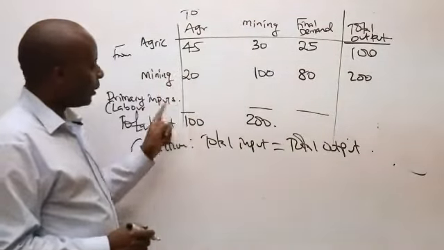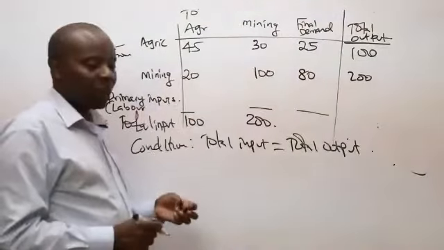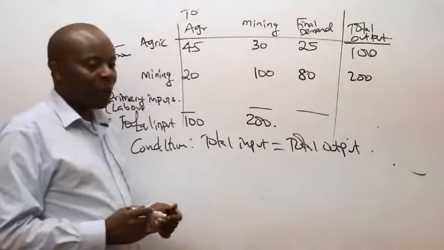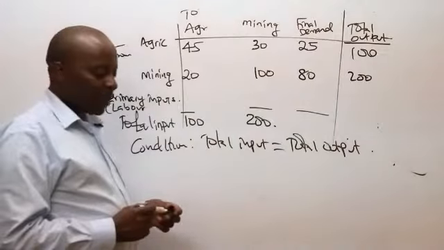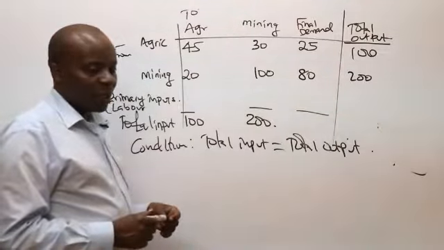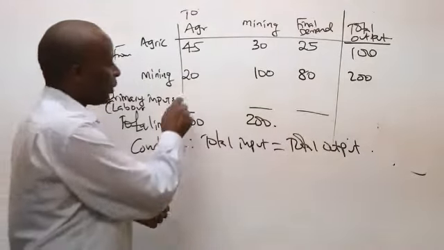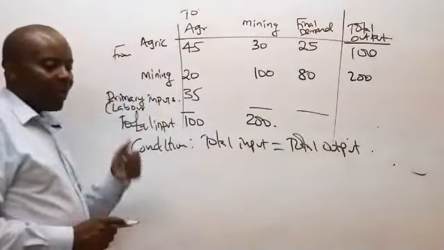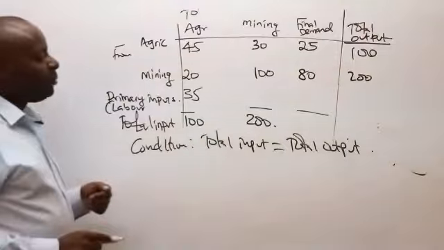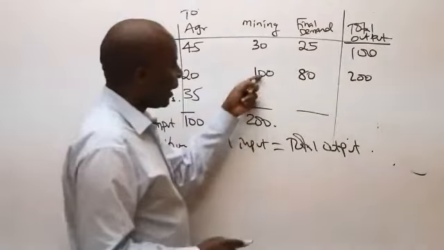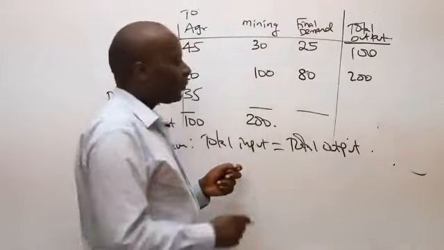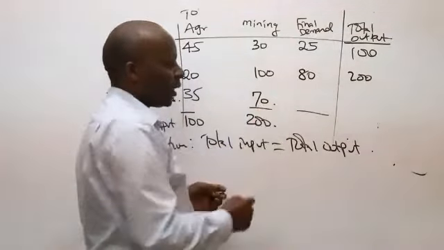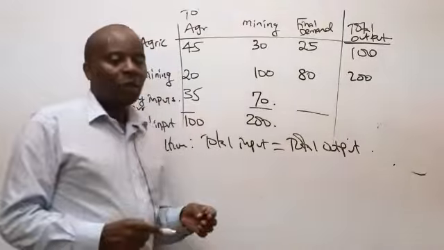So could you kindly give me the primary input for agriculture? Somebody, James, tells me it is 35. How about the primary input for mining? Primary input for mining, 200 minus this. 70.